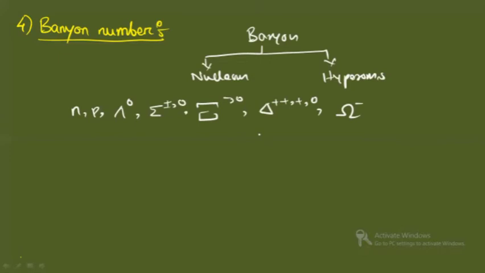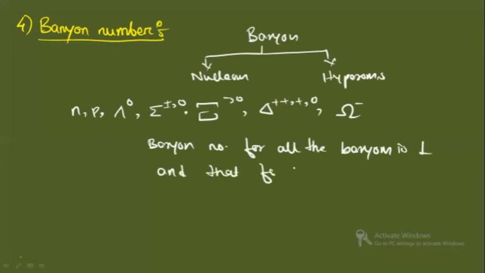Clear? So the baryon number for all the baryons is 1, and for its antiparticle it is minus 1. For the antiparticle the baryon number is minus 1 and for the particle it is plus 1. Now we will see an example.